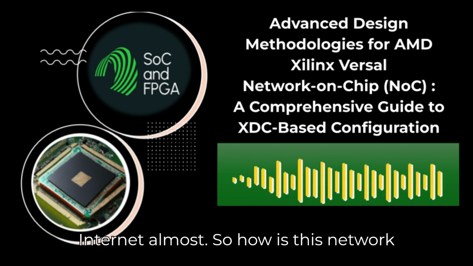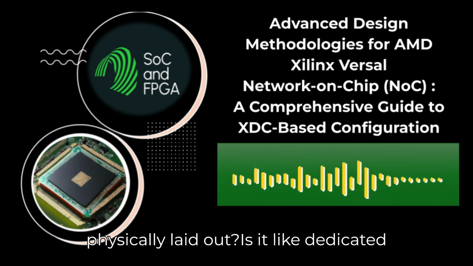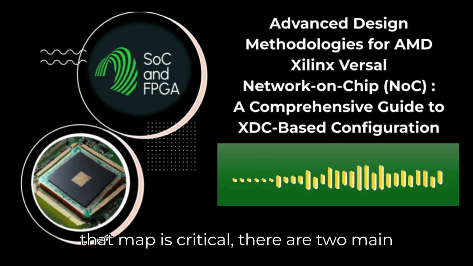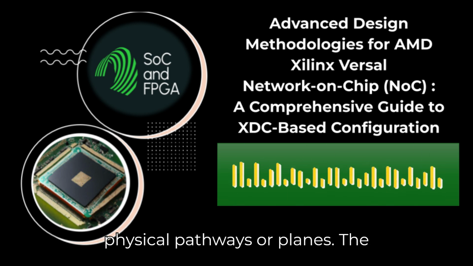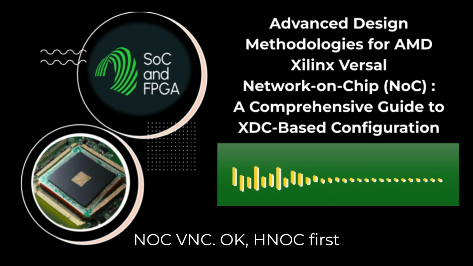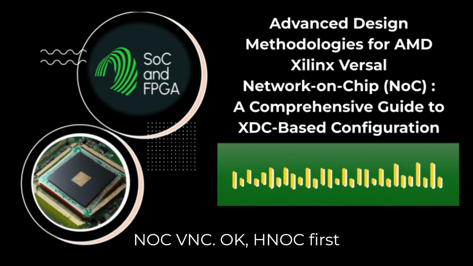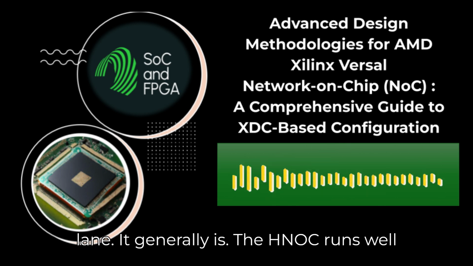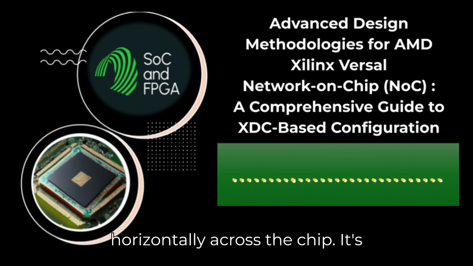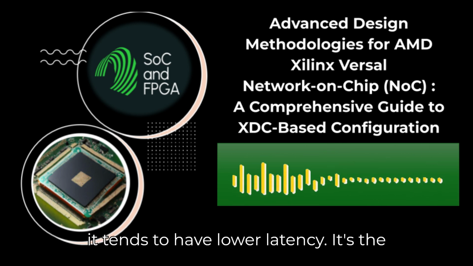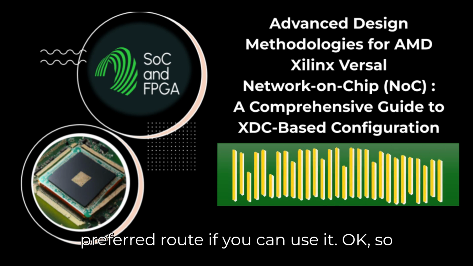So how is this network physically laid out? Is it like dedicated lanes on a highway? It really is. Think of it like a roadmap. And knowing that map is critical. There are two main physical pathways or planes: the horizontal NoC, HNOC, and the vertical NoC, VNOC. Okay, HNOC first. Horizontal sounds like maybe the fast lane. It generally is. The HNOC runs horizontally across the chip. It's typically set up for the really high-speed stuff like DDR memory, HBM. And because of how it's laid out, it tends to have lower latency. It's the preferred route if you can use it.